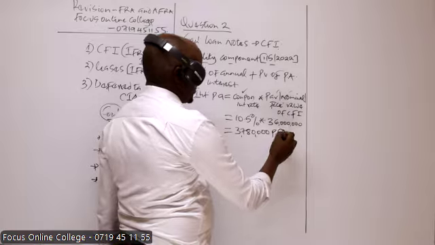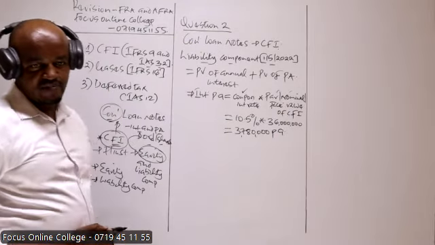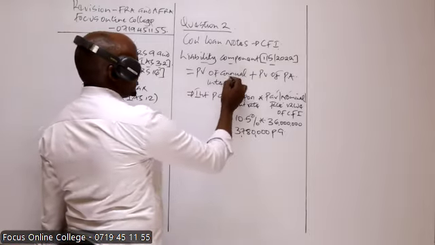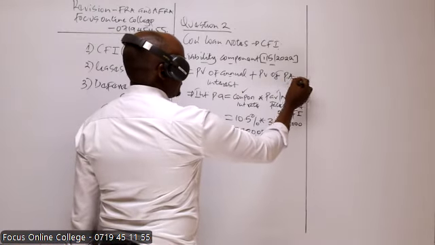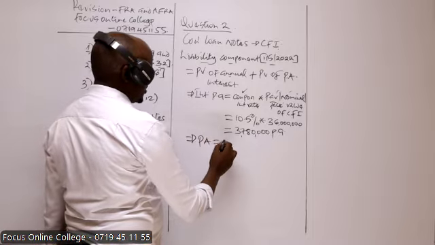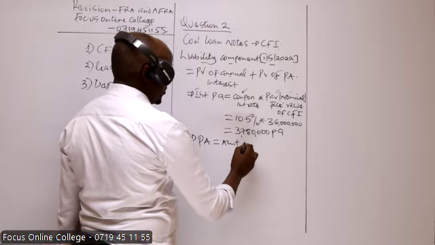780,000, and this one is per annum. Having that, we also need to determine the principal amount. In this case, when we talk about the principal amount, this is basically the amount payable on redemption.